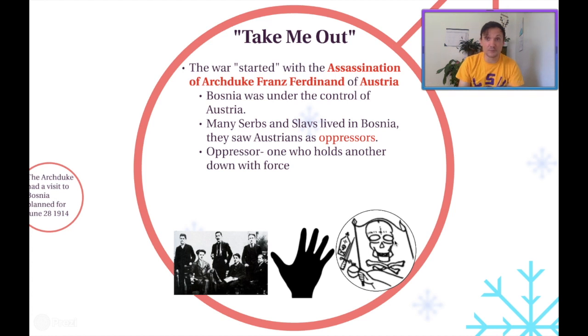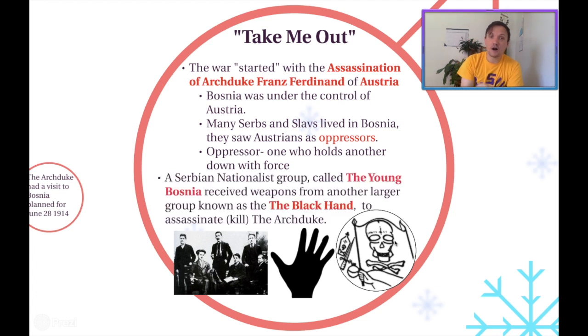3 completely different places, okay? Austria controls Bosnia. Serbia wants Bosnia to be free because there are Serbians that live in Bosnia. Very simple. Not that hard, okay? So many Serbs and Slavs, different Slavic people, live in Bosnia. And they see Austrians as oppressors, or people that are trying to hold you down with force. So all of these little nationalistic groups are starting to pop up.